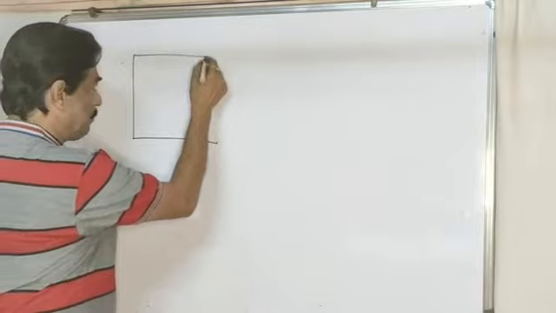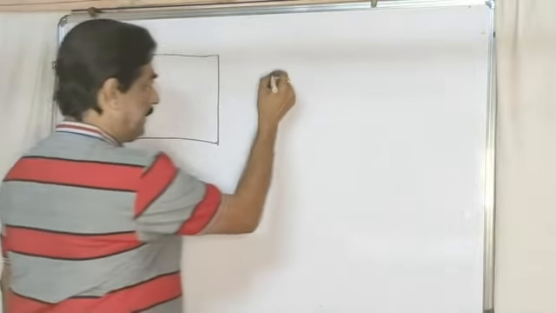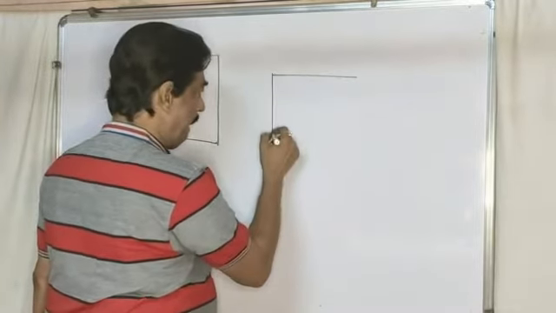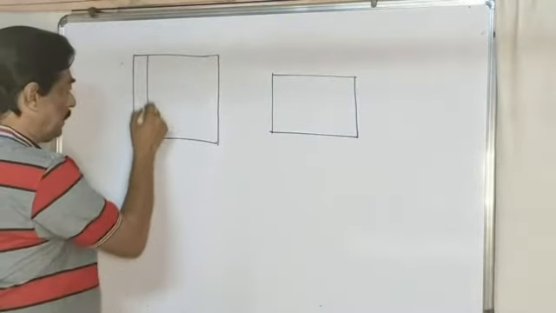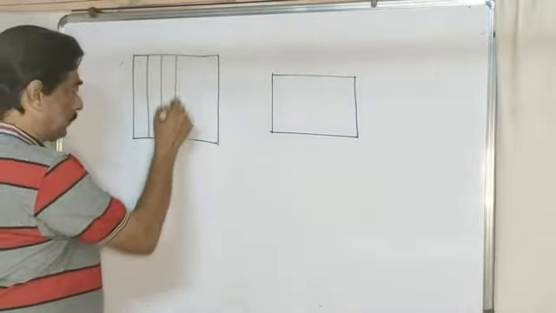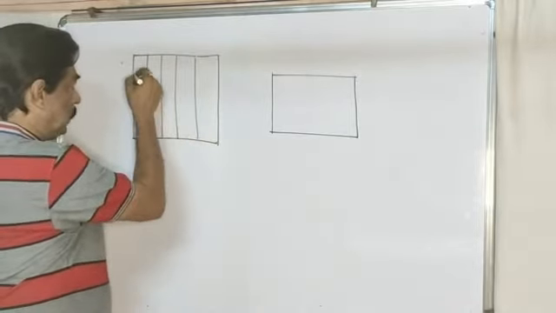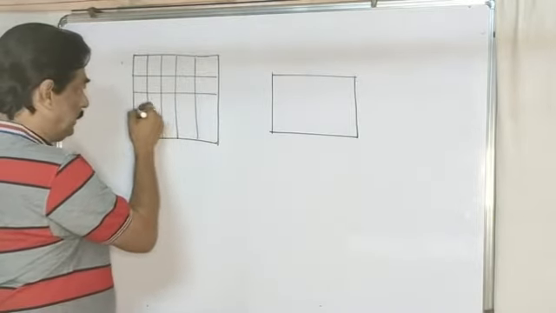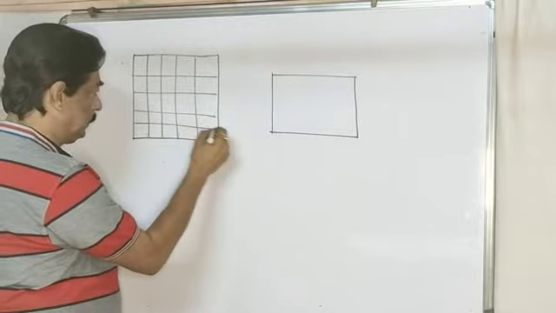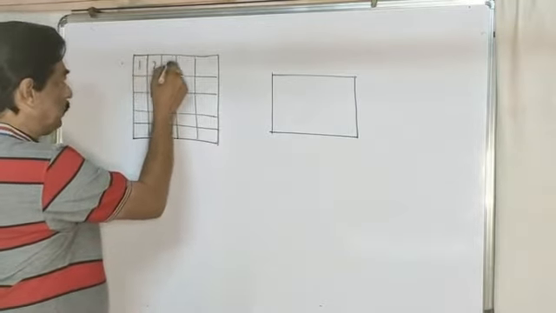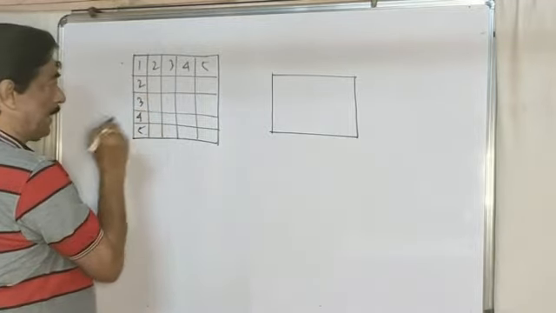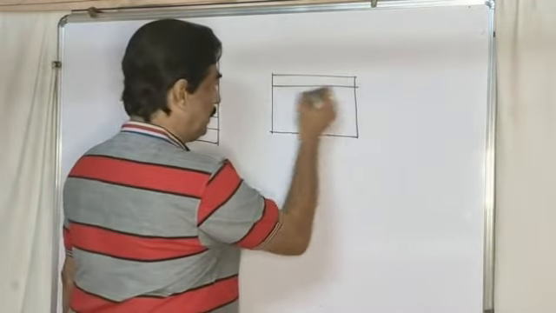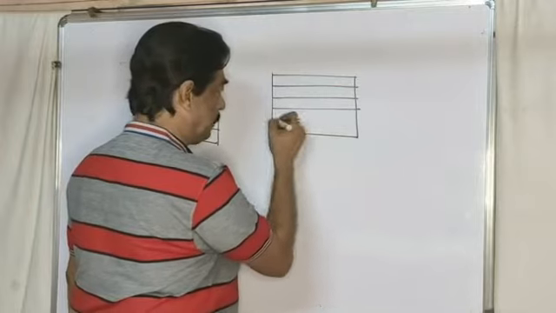First is a square. Second is a rectangle. One is 1, 2, 3, 4. 1, 2, 3 and 4. 1, 2, 3, 4, 5. 1, 2, 3, 4 and 5. These are squares.